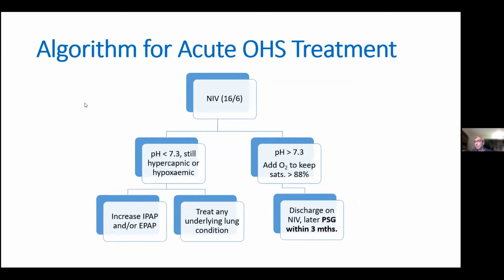And when you do the titration, have oxygen. If the patient has been discharged on oxygen, do titration studies with and without oxygen to understand whether that patient actually needs oxygen or just non-invasive ventilation at night.